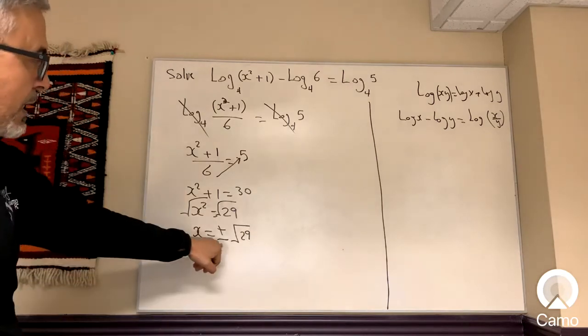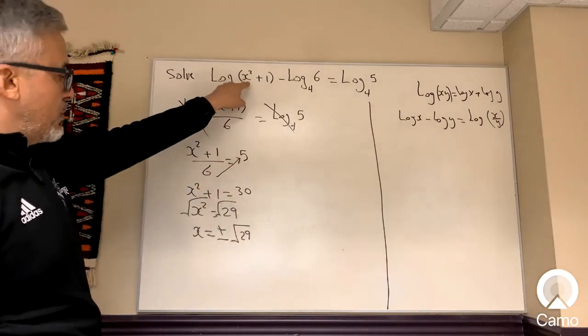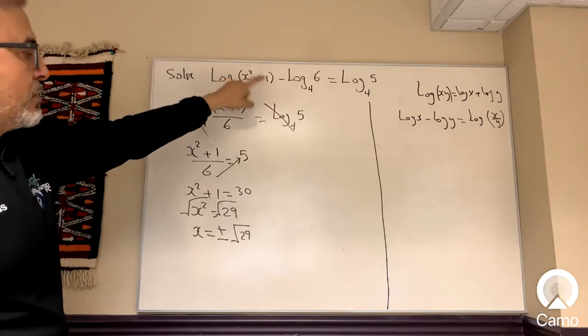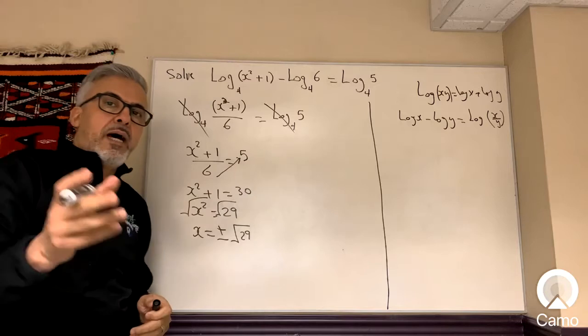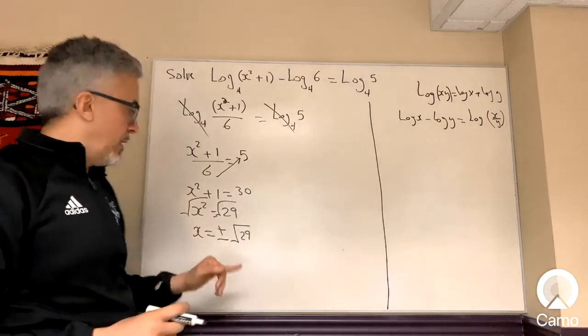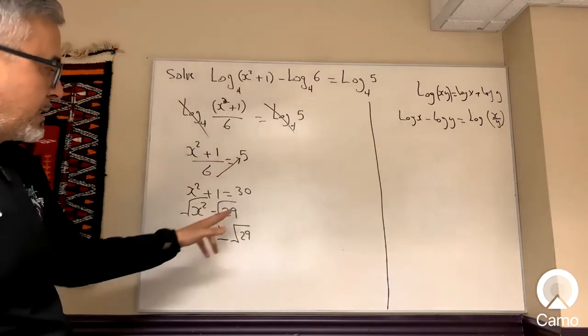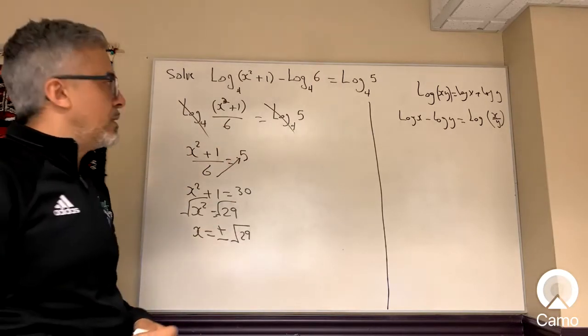So can you accept the negative? Yes, you could, because when you square the negative here, it becomes positive. So that works. Remember, we cannot log negative numbers, but here, this negative, when you square it, is going to become positive. So both of them, the plus and the minus square root of 29, work.